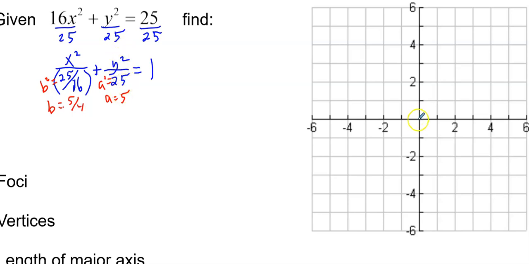So I'm going to start at my center, which is 0, 0. I'm going to go up 5 and down 5. That's vertical movement because it's underneath y. X is horizontal movement, so that's going right and left at 5/4. So 1 1/4 are right about there-ish. 1 1/4 in the other direction, right about there. So you can see this is a very squished ellipse. Eccentricity is going to be close to 1.